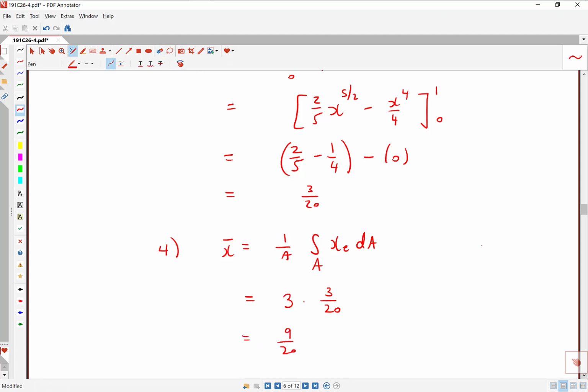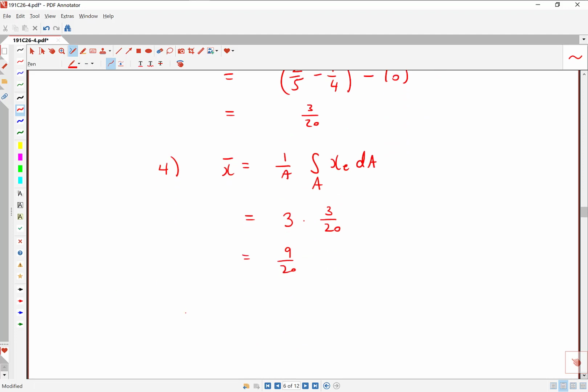9/20. And then to finish the problem, we usually like to give both the x bar and the y bar value. Remember, we said right at the beginning of the problem that y bar was equal to x bar by symmetry. So now that we've got x bar, we automatically know y bar as well. They're both equal to 9/20.